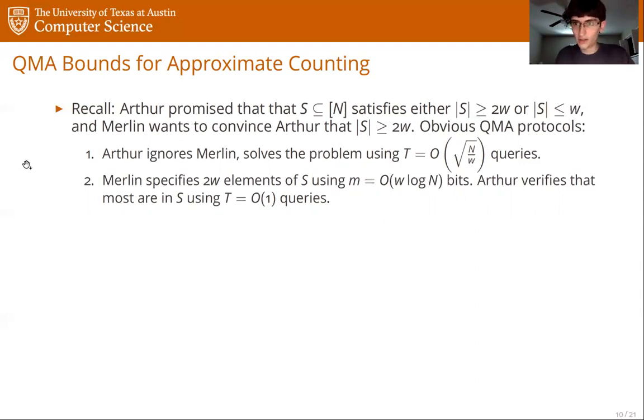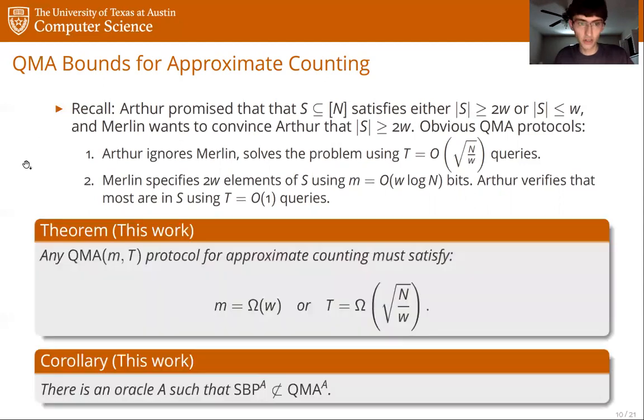So in this talk, well, in this work, we show that these are basically optimal. Any QMA MT protocol for approximate counting, either the witness size needs to be basically as large as the set whose size you're trying to estimate, or Arthur needs to make enough queries to just solve the problem on his own.